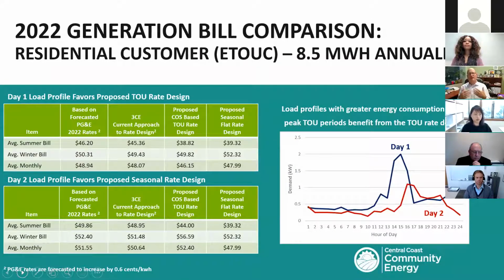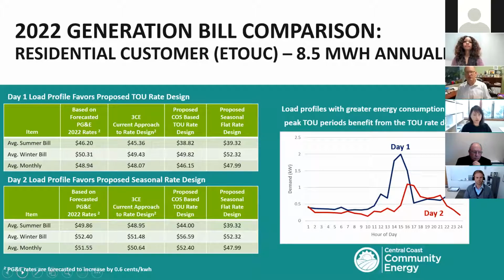So we want to look at a couple different customer bills here, and we want to walk through with you guys what the impacts are to these bills relative to different customer usage and different customer characteristics. So what we have here is a commercial customer on what was called the ETOUC rate. That's the nomenclature that PG&E uses.